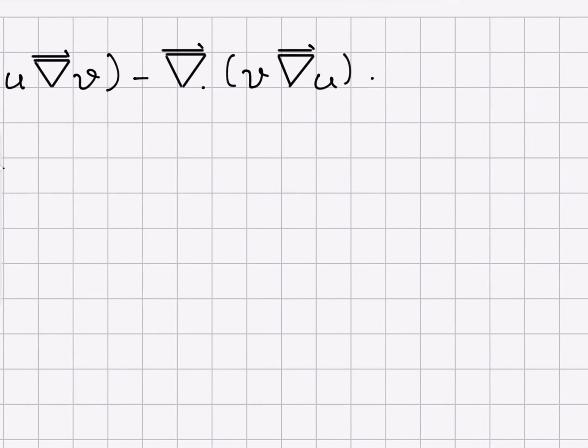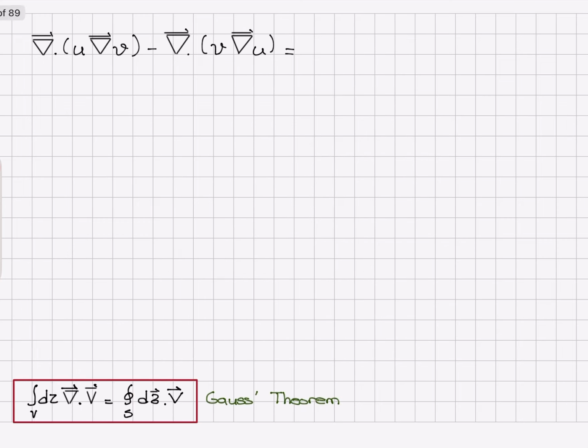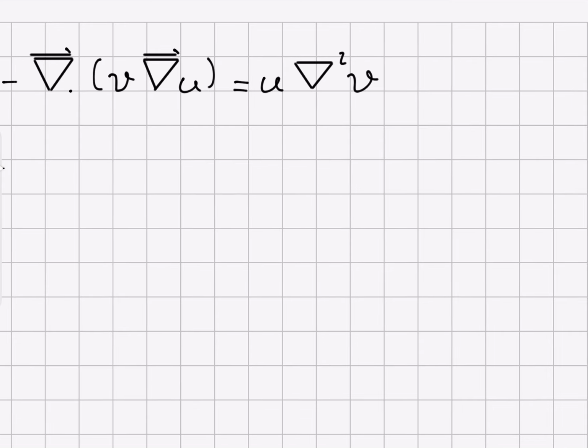This is going to be equal to, now you can see that the first terms are the same, so they will cancel out. It will be u ∇²v minus v ∇²u. So I will have u Laplacian applied to v scalar field minus v Laplacian applied to u scalar field.